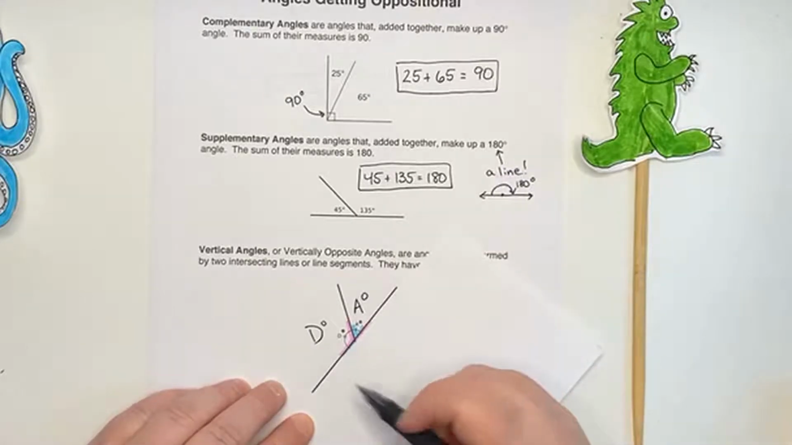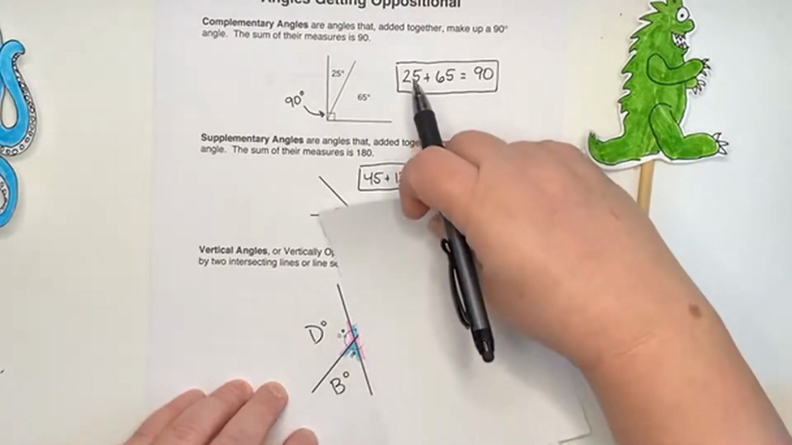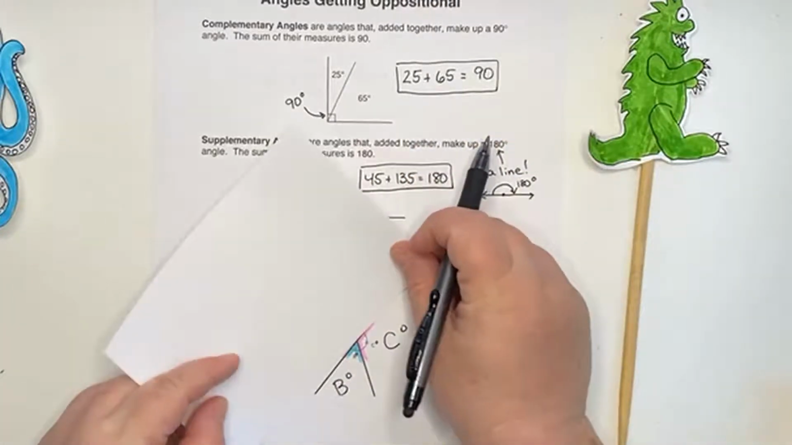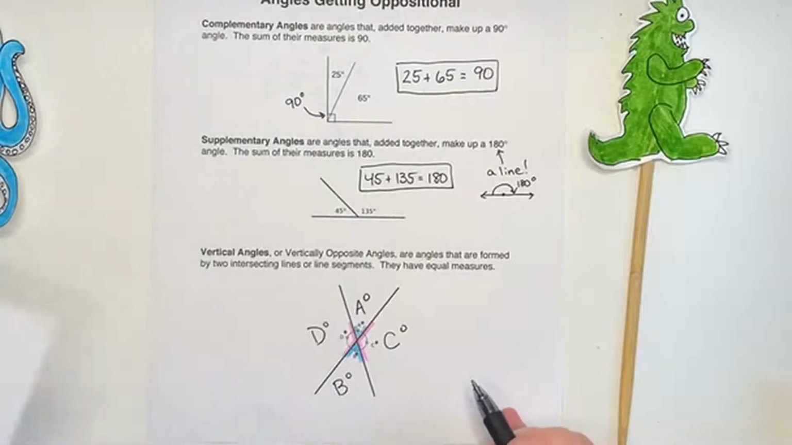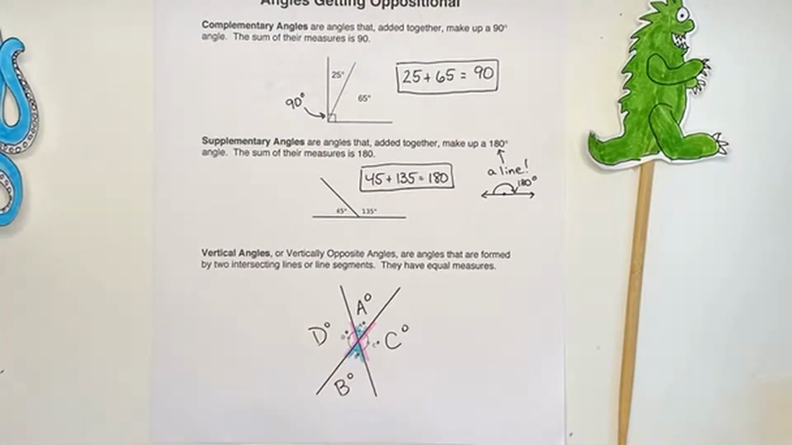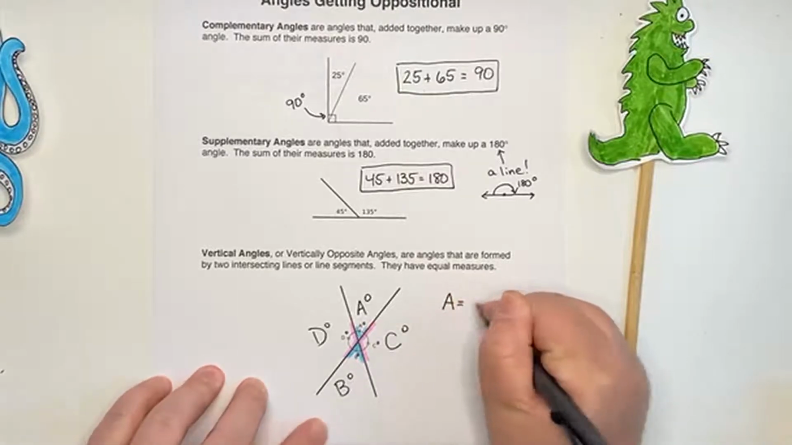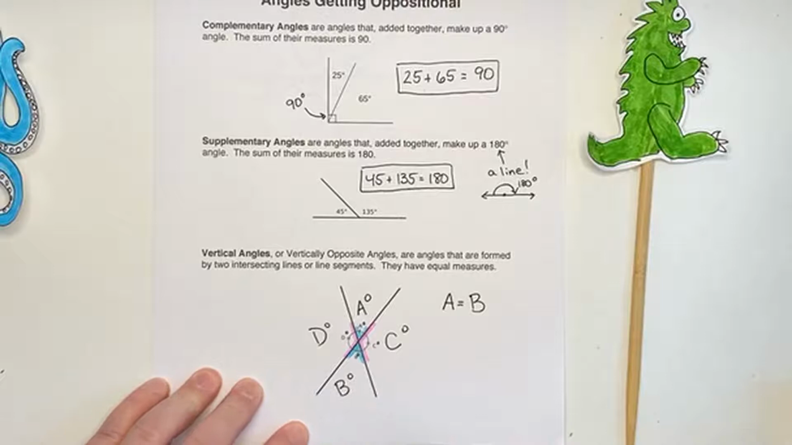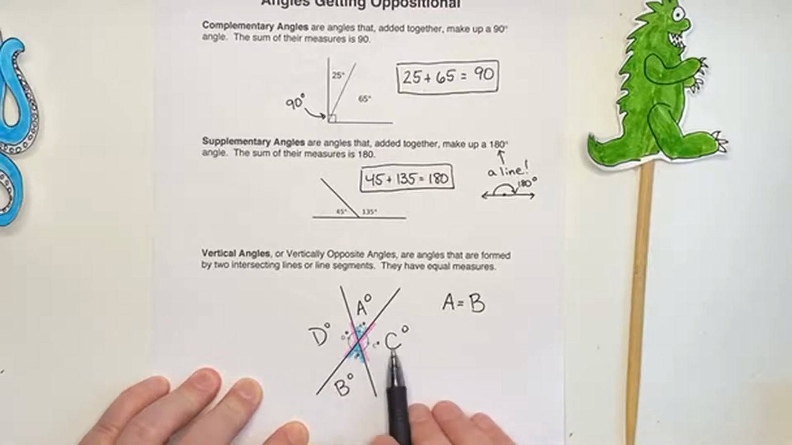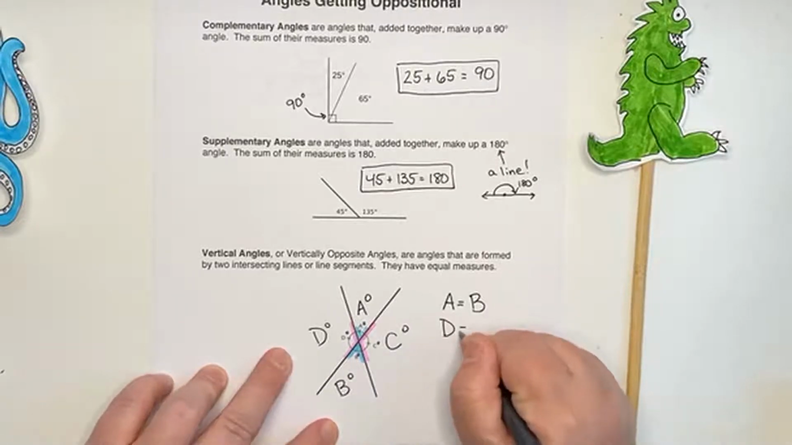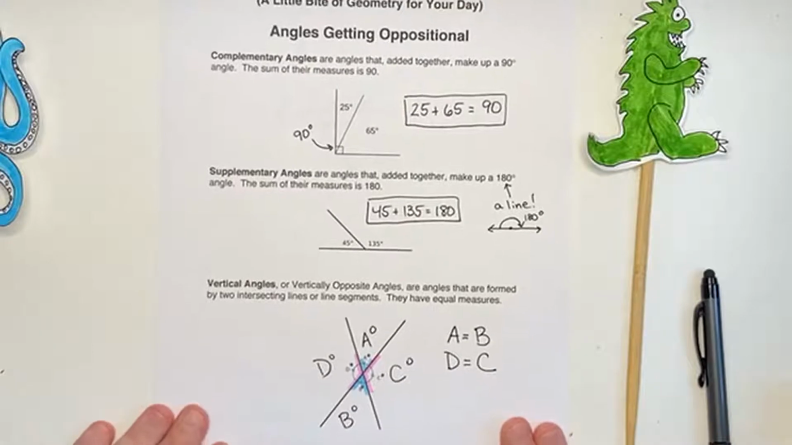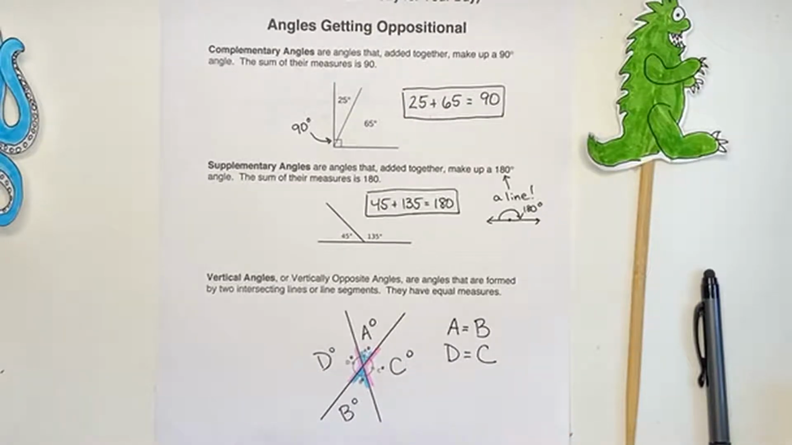A and D are supplementary angles. D and B are supplementary angles. B and C are supplementary angles. It's very cool. But when we're talking about vertical angles, A and B are going to be equal. If this is A degrees up here and this is B degrees down there, A equals B. And the same thing, these two angles that are across from each other, D equals C. So we've got these three sets of definitions. Complementary is 90 degrees, supplementary is 180, and then vertical angles, which are just a treasure trove of truth.